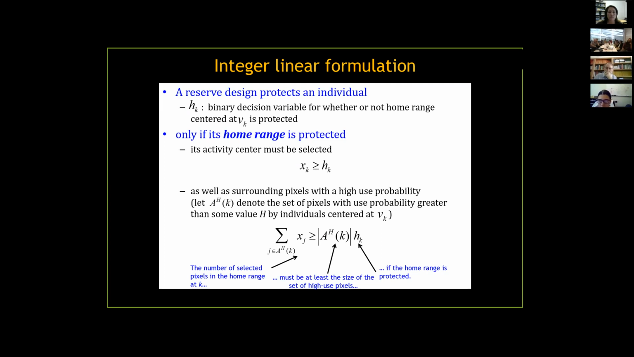Now, the value of H can depend on different biological or ecological reasons. So we could vary the amount of H that's required to protect in addition to the home range center S. And there are a number of reasons why we might select a different value for H. And we're exploring those different options at this point.